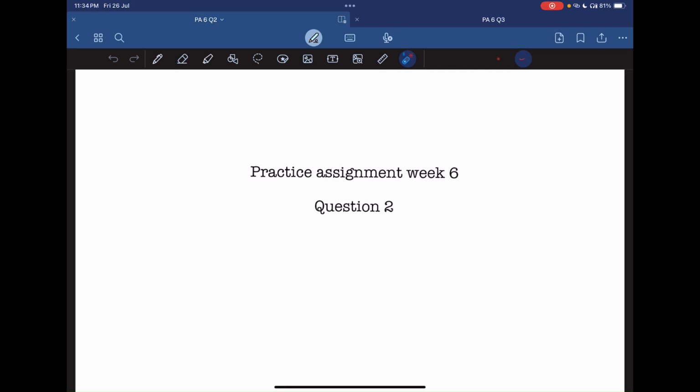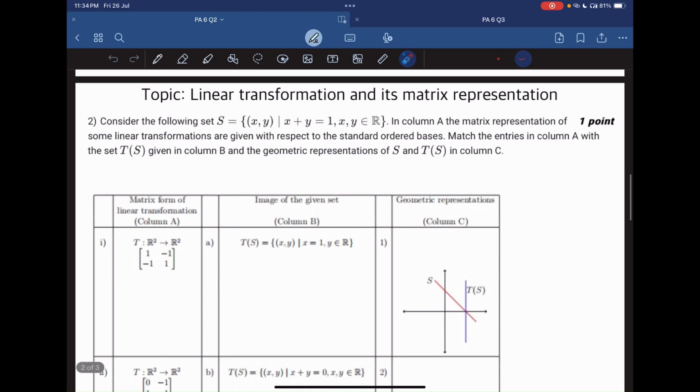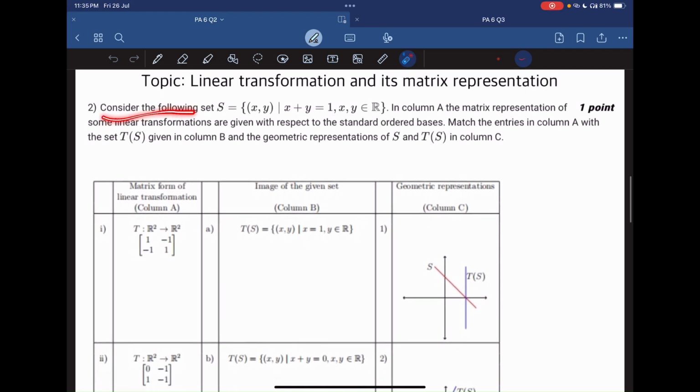Hello everyone. So let's now solve the practice question in week 6, question number 2. Consider the following set. In column A, the matrix representations of some linear transformations are given with respect to the standard ordered basis. Match the entries in column A with the set TS given in column B and the geometric representation of S and TS in column C.